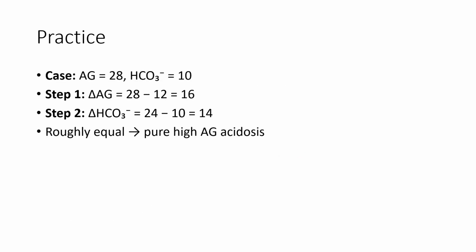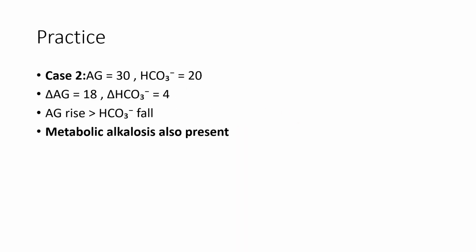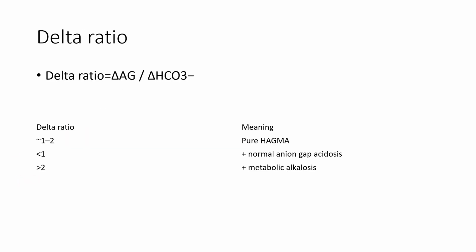So if we see through an example, if the anion gap is 28 and bicarb is 10, the change in anion gap is 16, the change in bicarb is 14, so it is roughly equal. So it is a pure case of high anion gap metabolic acidosis. Now if anion gap is 30 and bicarb is 20, the change in anion gap will be 18, the change in bicarbonate will be 4. Now the bicarb has fallen much less than the rise in anion gap, indicating there is metabolic alkalosis.